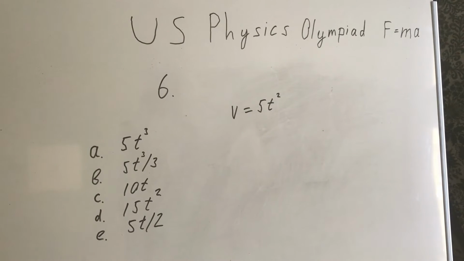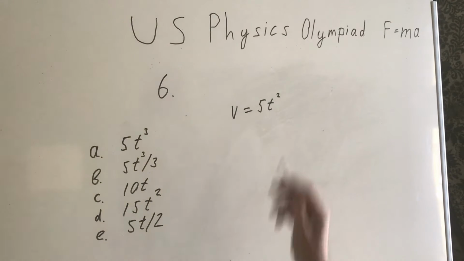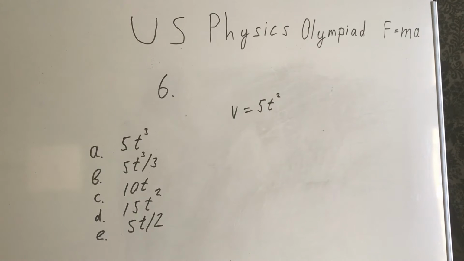Problem number 6. At time t equals 0, a drag racer starts from rest at the origin and moves along a straight line with the velocity given by this expression, where v is in meters per second and t in seconds. The expression for the displacement of the car from t equals 0 to time t is what? So we need to find displacement for time t.